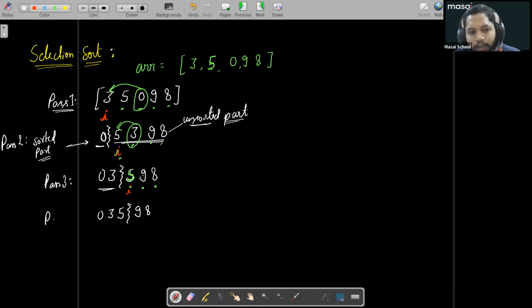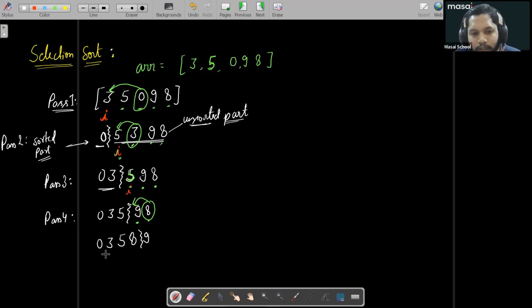And now pass 4. Again, guys, again. Is 9 minimum? No. Is 8 minimum? Yes, 8 is less than 9. So what will I do? I will simply swap it with the element at my ith index. So here again, I am getting 0, 3, 5, 8, and 9.